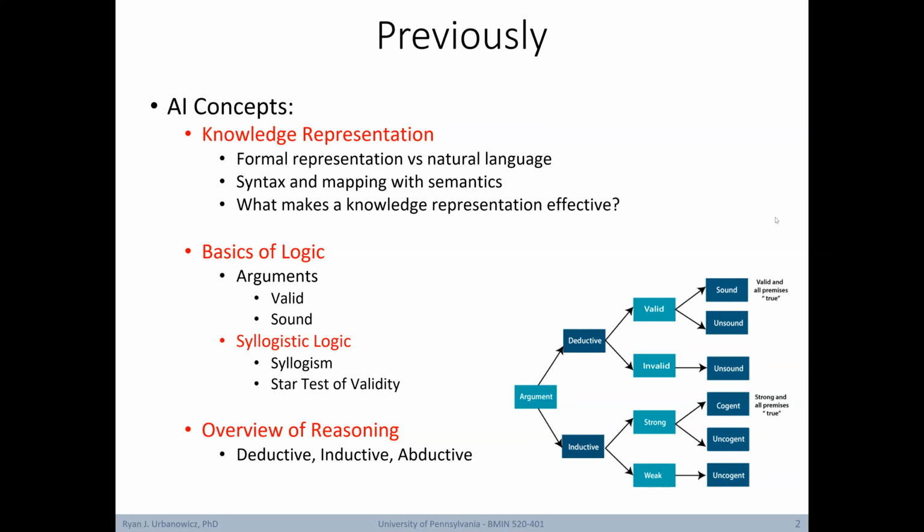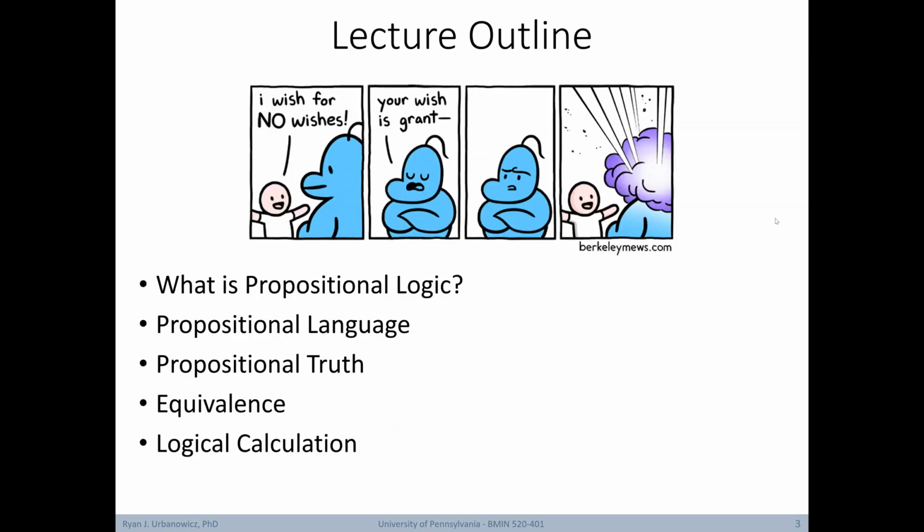We looked closely at an early form of formal logic called syllogistic logic. We learned about the syllogism, and we learned how to do the star test of validity. We also gave an overview of reasoning, and learned the difference between deductive, inductive, and abductive reasoning. Today's lecture includes answering the question, what is propositional logic? We'll talk about propositional language, propositional truth, equivalence, and logical calculation.